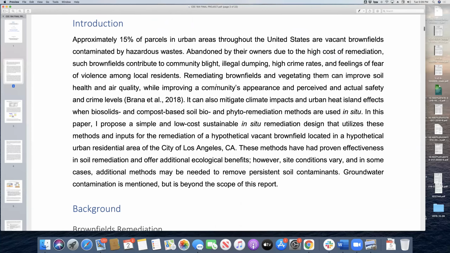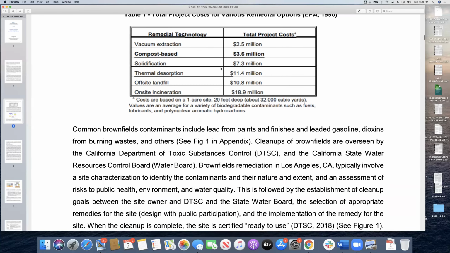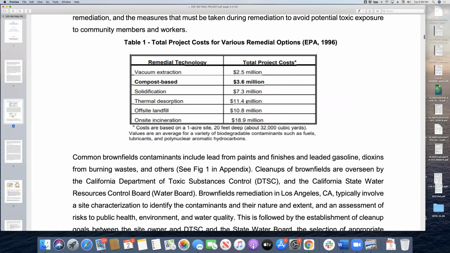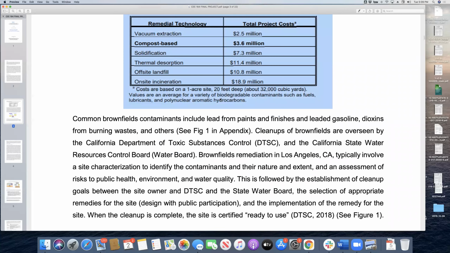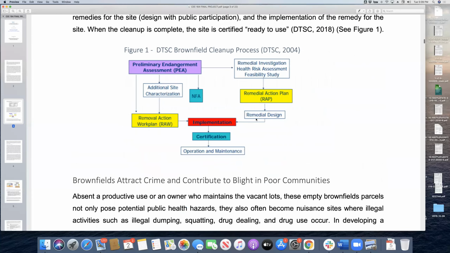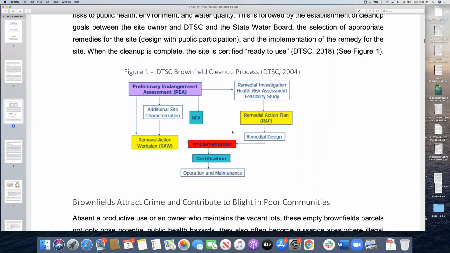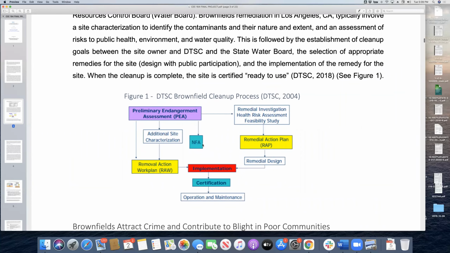So she has very specific locations. She talked about different types of techniques and how much they cost, and she showed that the compost-based techniques can cost 3.6 million. Again, these are based on different location or site projects; she's not coming up with that number. Then she came up with this cleanup plan, which she either copied from somewhere or made on her own.